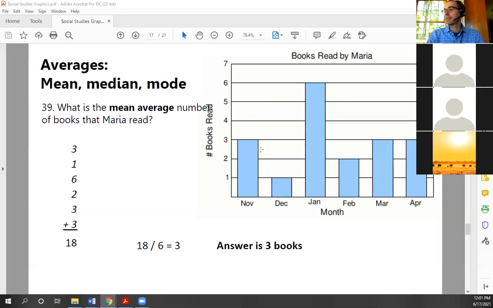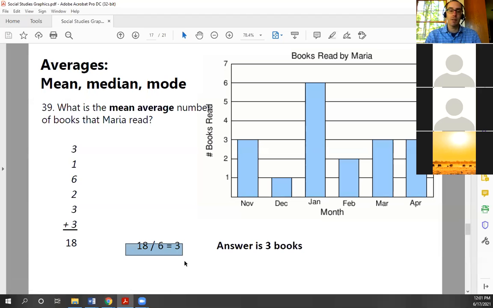Okay, let's look at the graph. Books read by Maria. The number of books up and the month that she read those books. So how many books did Maria read in each month? The question is, what is the mean average number of books that Maria read? To find the mean average, or what most people just call the average number that she read in each month, you add up the numbers, right? 3, 1, 6, 2, 3, 3. You add those up, you get 18. You divide 18 by 6.